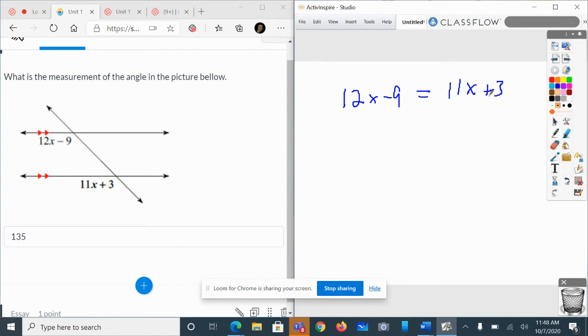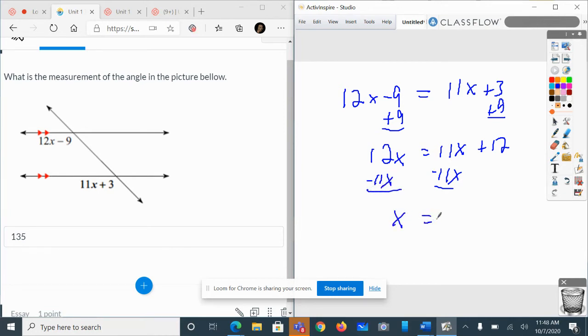And this answer is incorrect. Even though they have 135, this is one of the ones that's wrong. So the way you solve this, let's see, add 9 on both sides. So then you got 12x equals 11x plus 12. Subtract 11x on both sides. X is equal to 12. So the answer should be 12.